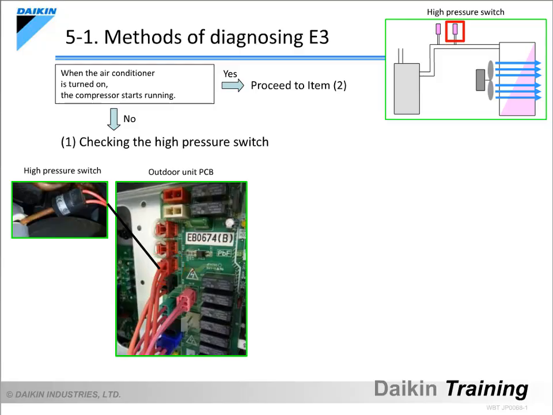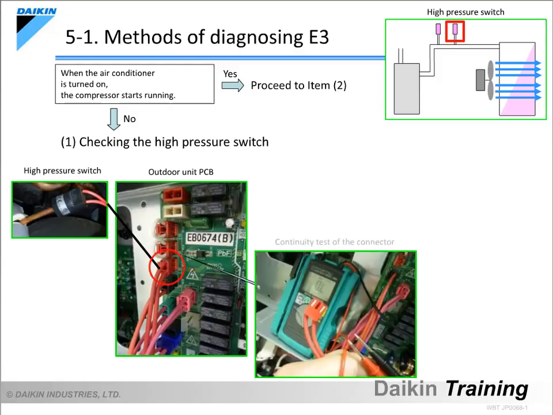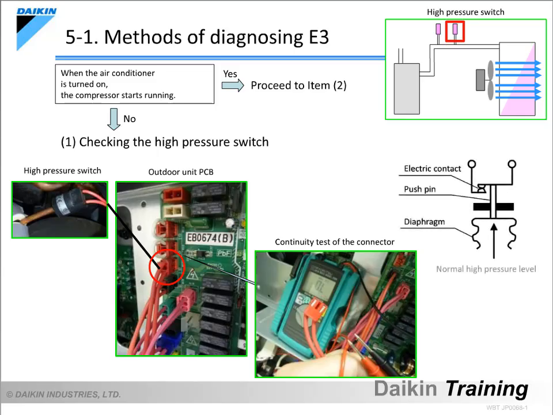If so, check whether the high pressure switch's connector on the PCB is properly connected. If it is, take the connector off and conduct a continuity test. When the air conditioner is off, or in other words, the pressure is low, the electric contact is normally in a short circuit state. If the circuit is in an open circuit state, it indicates that there is a problem with the high pressure switch.